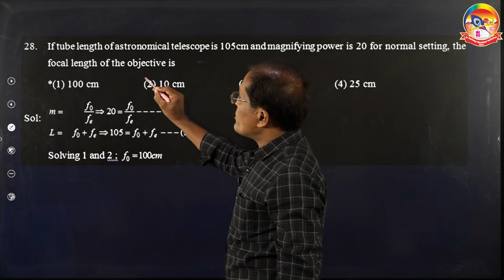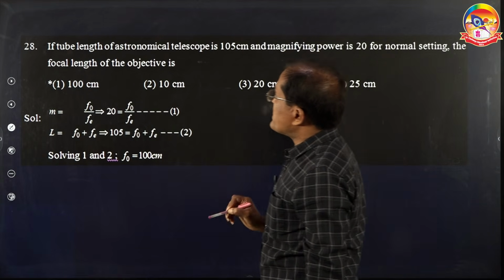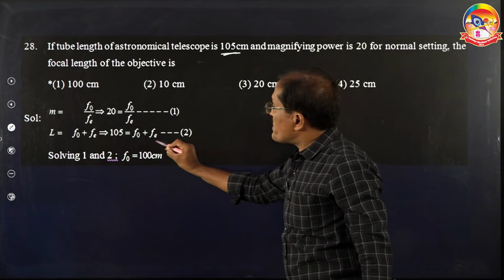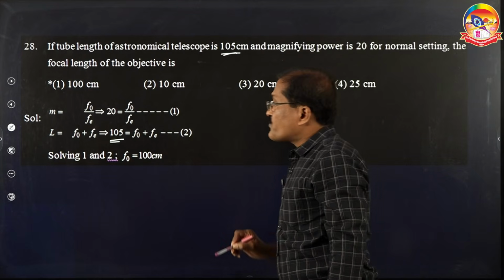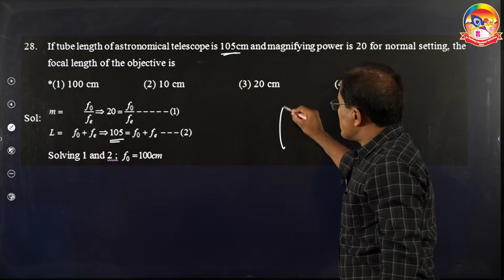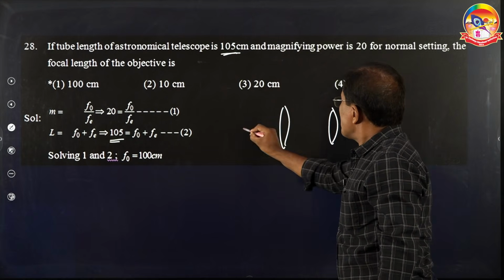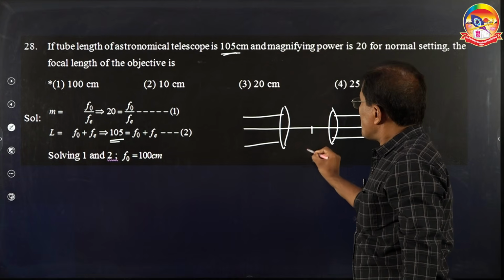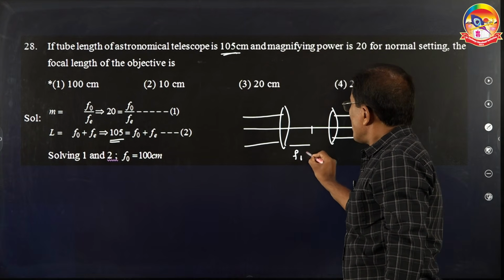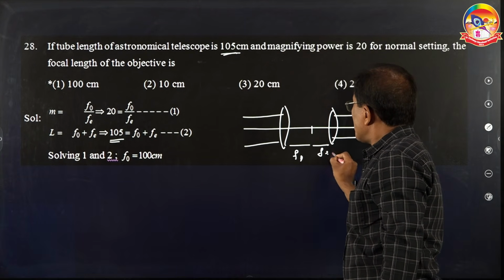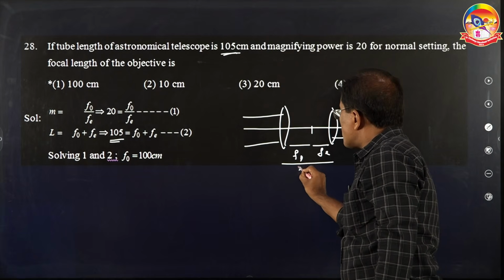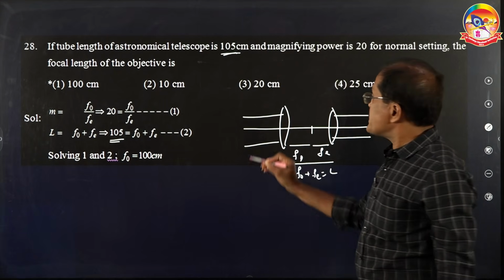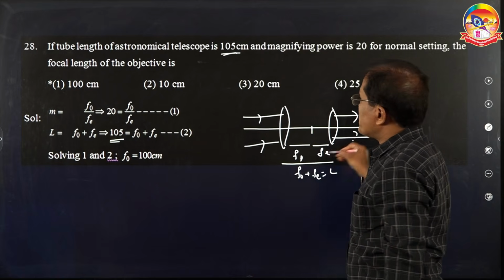And an important model: the tube length is nothing but the length of the astronomical telescope, which is 105 centimeters, that is FO plus FE is equal to 105, because in this case the object is always at infinity and the image also at infinity. So this distance is equal to FO and this distance is equal to FE, and the total length of the telescope is FO plus FE, when the object is at infinity and the image also at infinity.